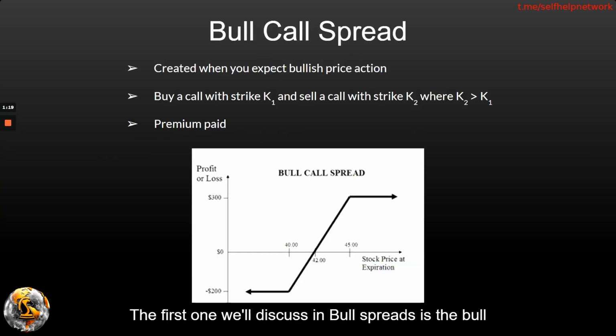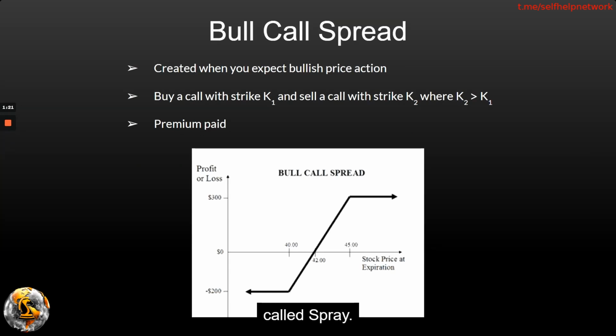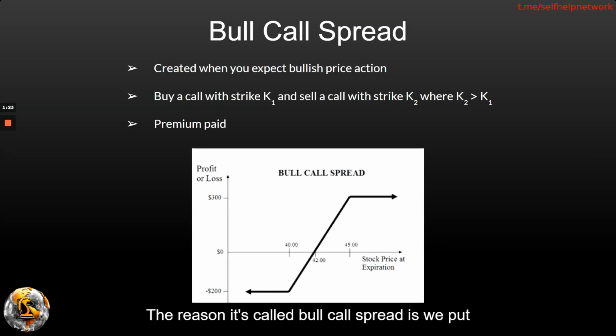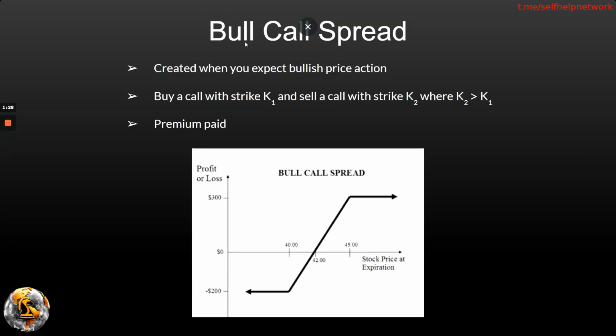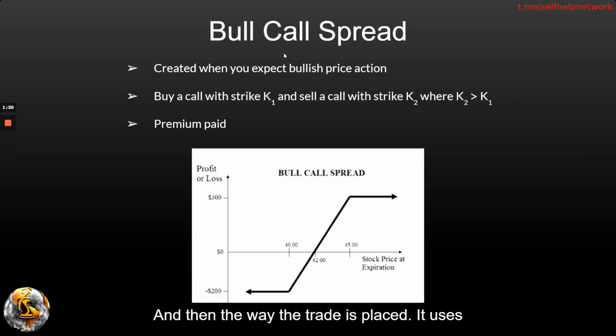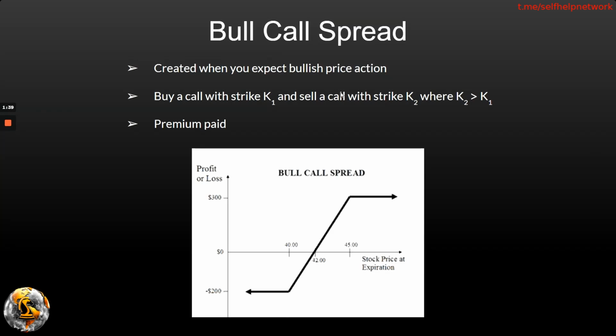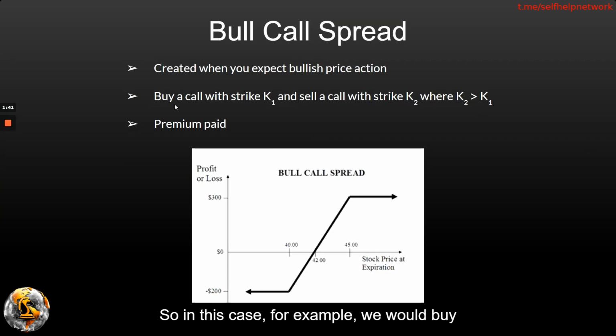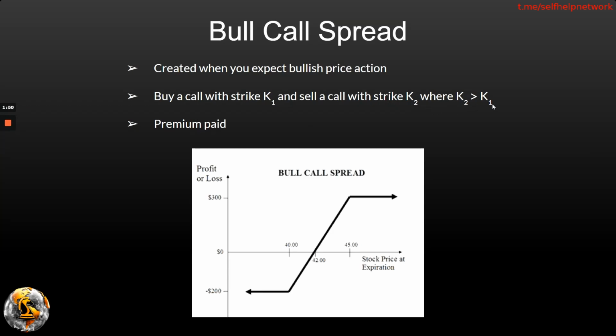The first one we'll discuss in bull spreads is the bull call spread. The reason it's called bull call spread is we put it on when we are expecting bullish action. The way the trade is placed, it uses two different kinds of calls, aka two calls with different strikes and the same expiration date. So in this case, for example, we would buy a call with strike K1 and sell a call with strike K2, and K2 is greater than K1.